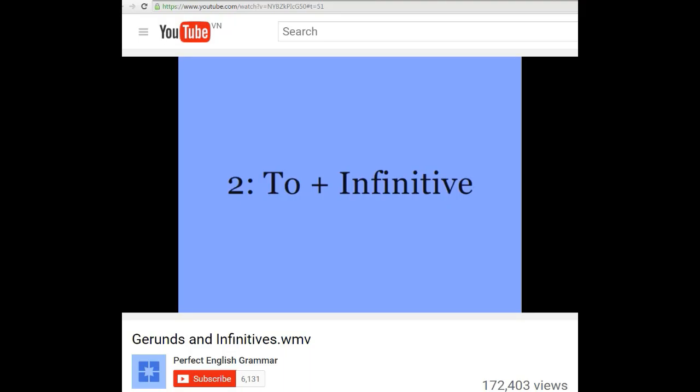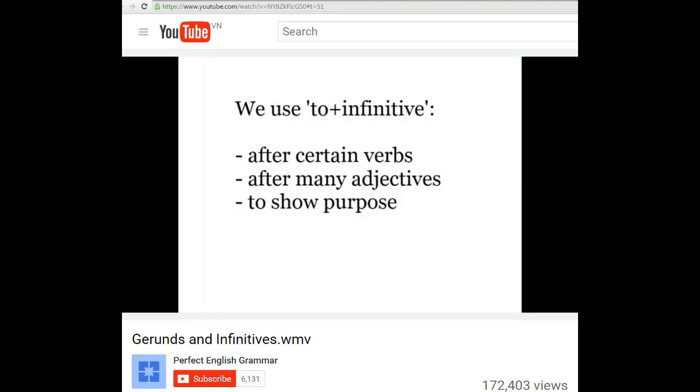To plus infinitive. We use to plus infinitive after certain verbs.